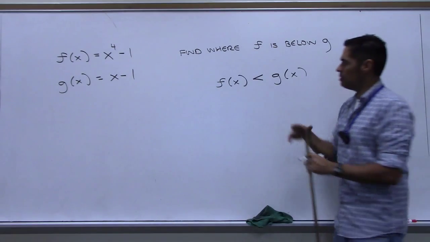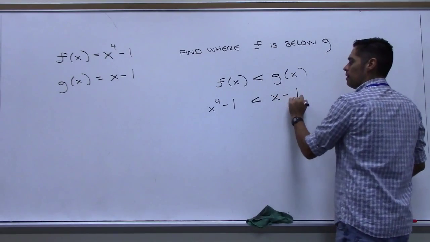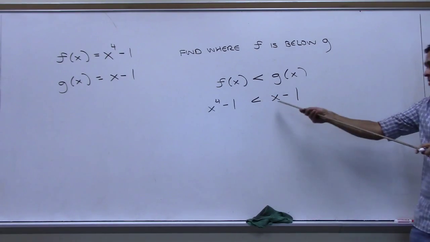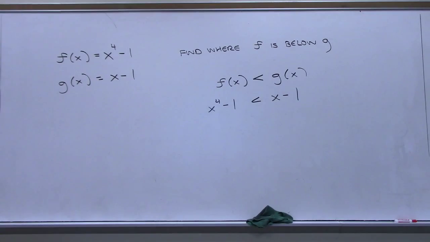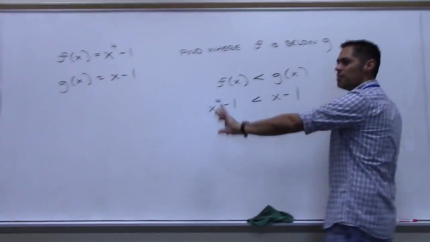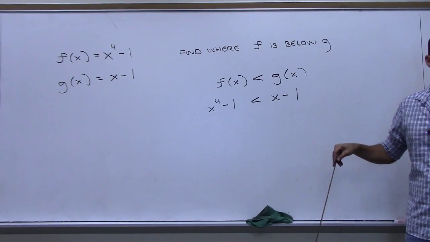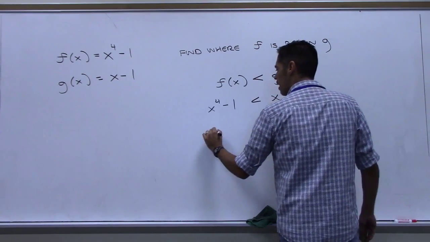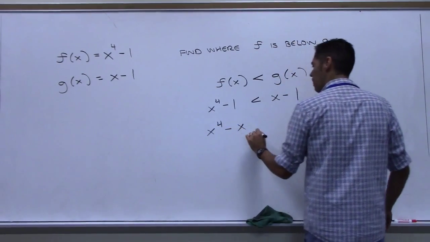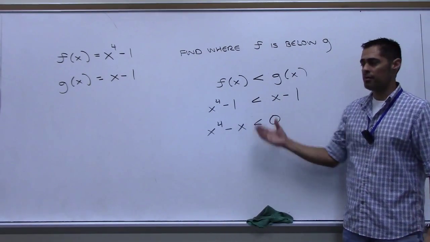Now, what is f of x? x to the 4th minus 1. Where is that less than x minus 1? And what is this? Polynomial inequality. And how do you solve a polynomial inequality? All to one side, left and right behavior, plot, sketch, figure out where the answer is. That's your answer, right? So I'm going to move everything to one side. I subtract x on both sides. I add 1 on both sides. I get just this.